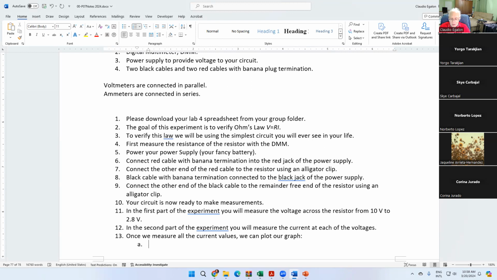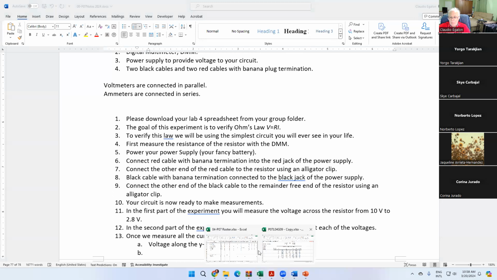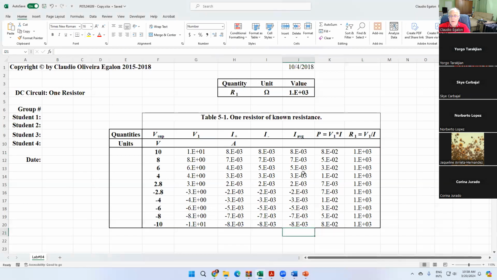What's the graph we're going to plot? Voltage along the y-axis versus average current along the x-axis. And I will do that for you. Here you go.